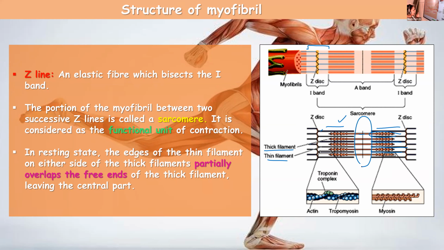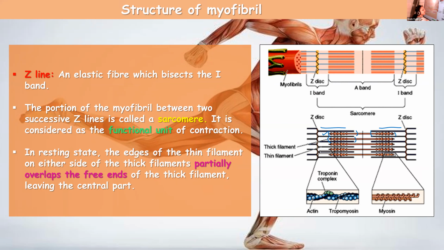Once again, if you see the figure, it is very clear. The edges of the thin filament on either side of the thick filament are partially overlapping. Here you can see it is overlapped till here, till here. The thin filaments on either side are partially overlapping the free ends of the thick filament, leaving the central portion. In the central part, you cannot find any overlapping, but either side is overlapped by the thin filaments.